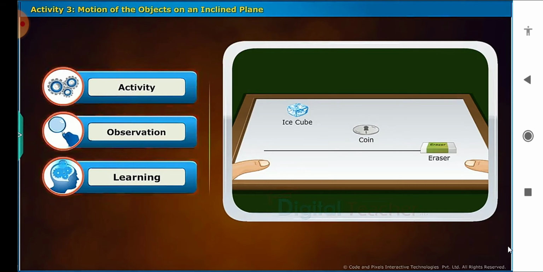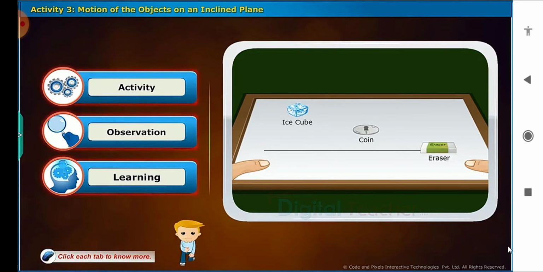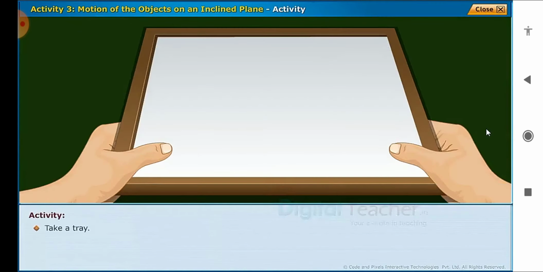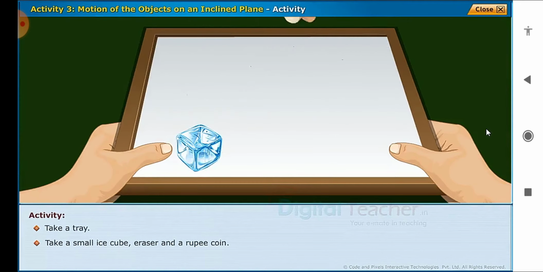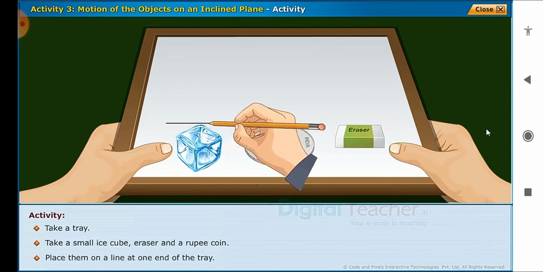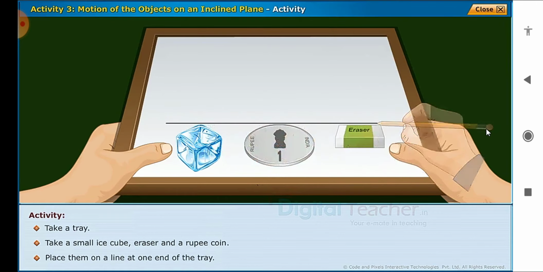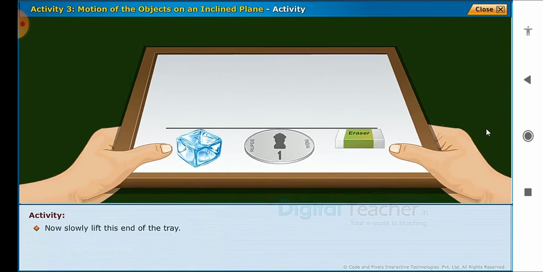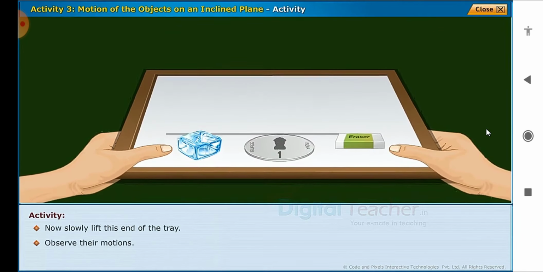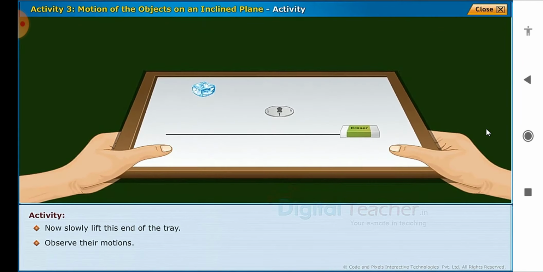Now, let us perform an activity to observe motion of the objects on an inclined plane. Click each tab to know more. Take a tray. Take a small ice cube, a razor and a rupee coin. Place them on a line at one end of the tray. Now slowly lift this end of the tray. Observe their motions.